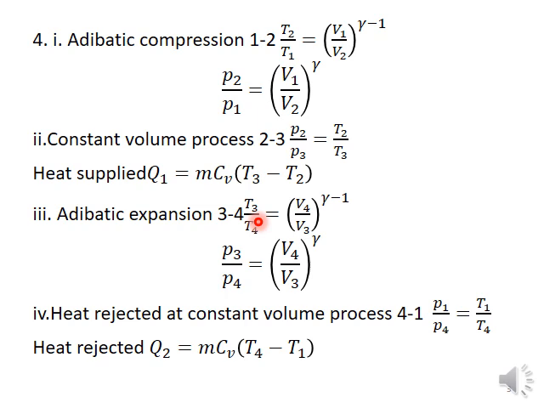Pressure and temperature decrease, and the volume increases, from point 3 to point 4. And there are the relations between temperature, volume and pressure. T3 by T4 is equal to (V4 by V3) whole power gamma minus 1. P3 by P4 is equal to (V4 by V3) whole power gamma.